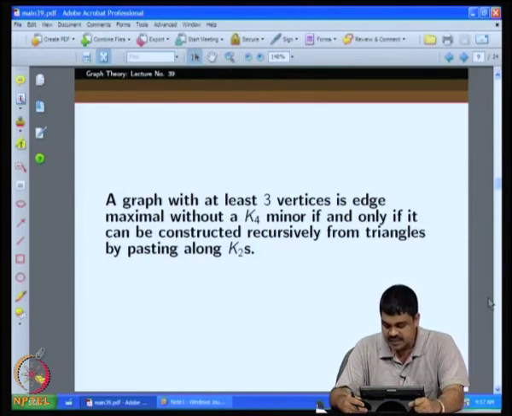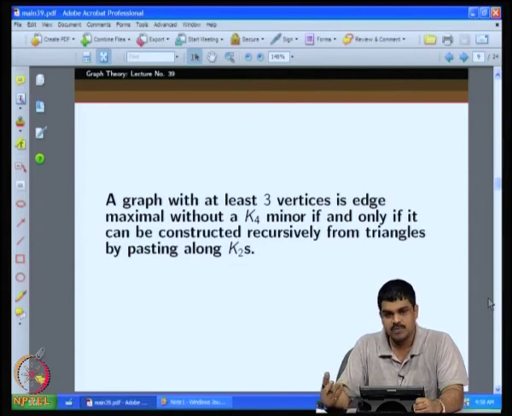A graph with at least 3 vertices is edge maximal without a K_4 minor if and only if it can be constructed recursively from triangles by pasting along K_2s. K_2 means edges. So, why do we look at edge maximal graphs? We are interested in coloring graphs without a K_4 minor, and we want to show that they can be colored using at most 3 colors. Instead of looking at any graph without a K_4 minor, we look at edge maximal graphs with the property that there is no K_4 minor.